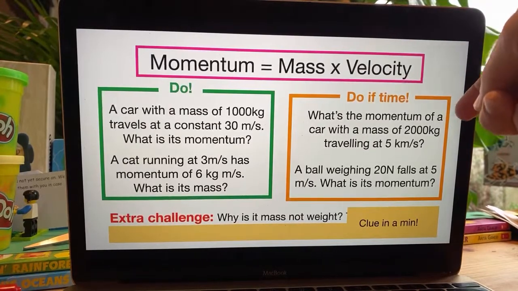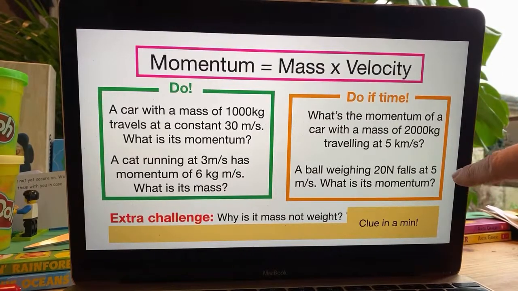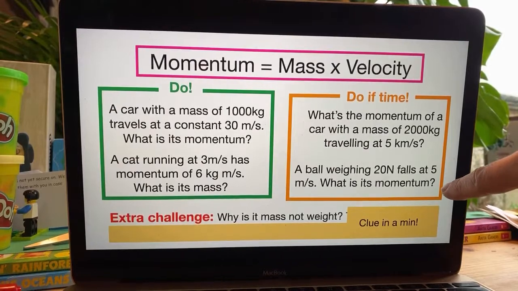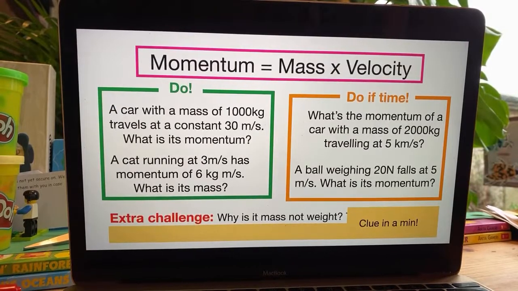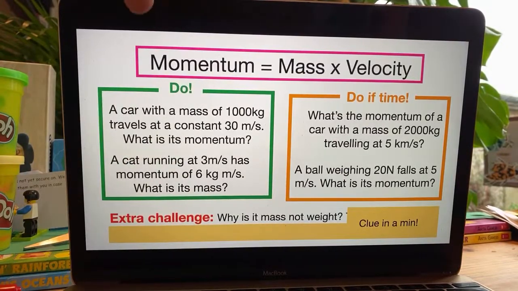What's the momentum of a car with a mass of 2,000 kilograms travelling at 5 kilometers per second? And a ball weighing 20 newtons falls at 5 meters per second. What is its momentum? And then, I'm very proud of this: why is it mass and not weight? Can't you say momentum equals weight times velocity? Aren't mass and weight a sort of similar thing? Can you explain to me why that can't be weight, it has to be mass?